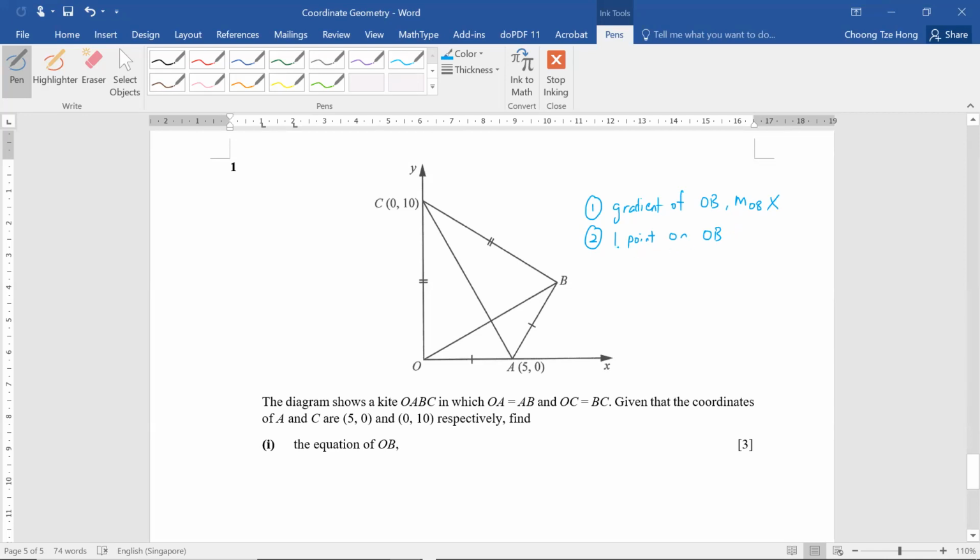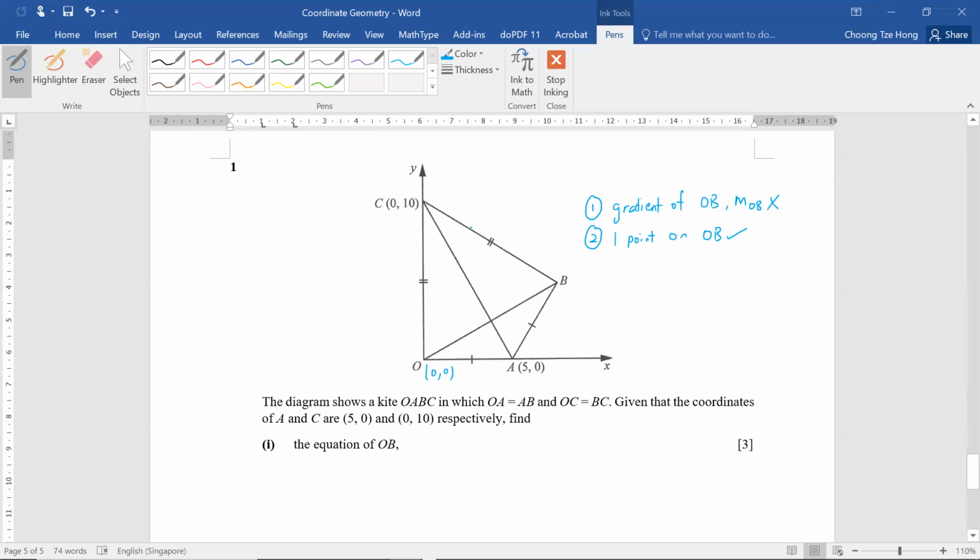The next thing, do we know one point on OB or not? So look at OB. What point does it pass through? It passes through B, but we are not told the coordinates of B, so definitely we don't know the coordinates of B. But what other point does it pass through? Yeah, it passes through the origin, right? And the coordinates of the origin is (0, 0). So we know this already. We just don't know the gradient of OB. So if we know the gradient of OB, then we will be able to find the equation of the line OB. So let's see how we can find the equation of line OB.